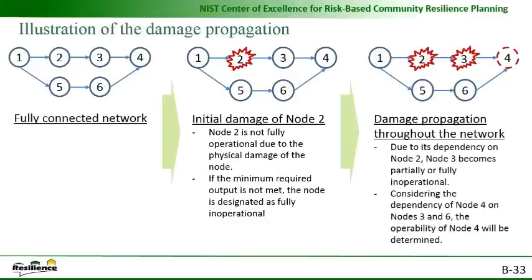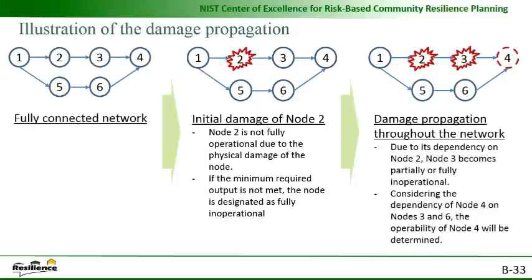This slide illustrates how the damage of one node propagates through the network. For simplicity, we assume only one node, in this example, node 2, is physically damaged from a hazard. Operability of node 2 can then be determined from the physical damage. If the operability and the output from node 2 is below the minimum requirement of the operation of the facility associated with the node, we assume that the node is not functional at all.